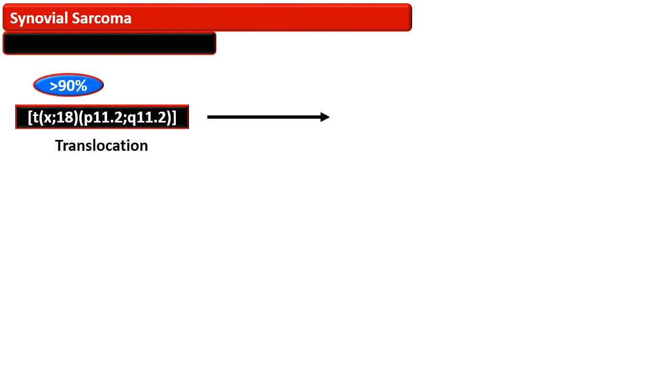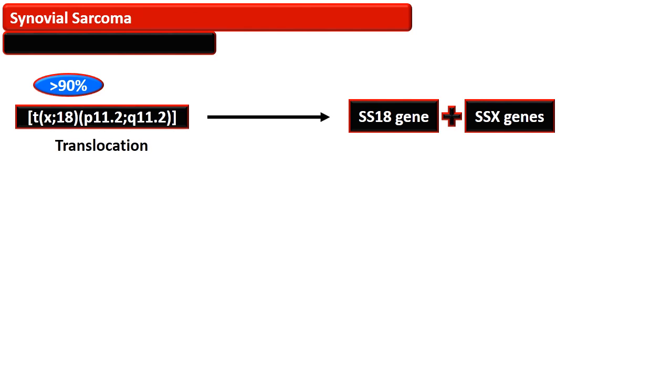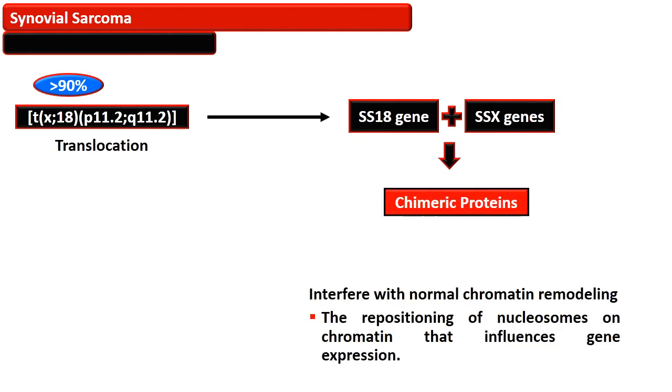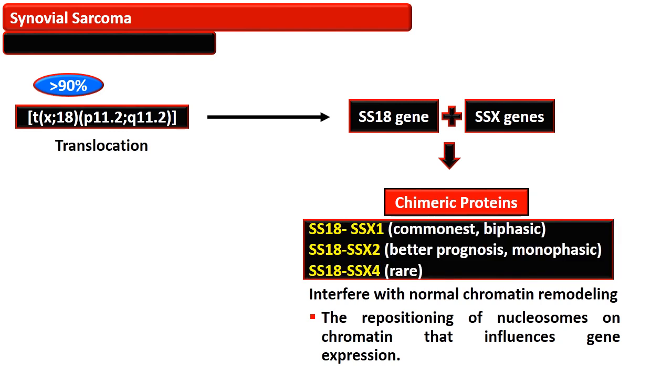translocation between chromosome X and 18. The SS18 gene is fused with the SSX gene. The SS18 gene was previously known as the SYT gene. The fusion of these two genes results in the production of a chimeric protein which interferes with normal chromatin remodeling. The repositioning of the nucleosomes on the chromatin that influences gene expression is disturbed, and usually three types of the chimeric protein are present.